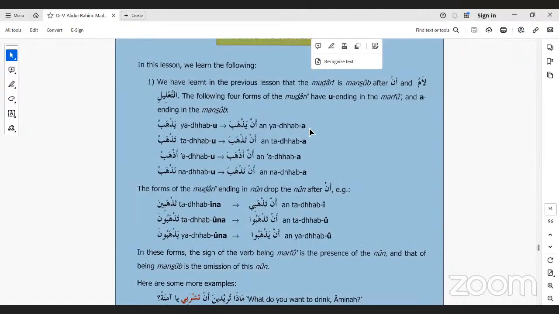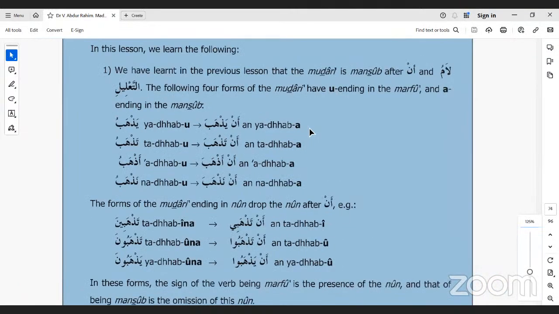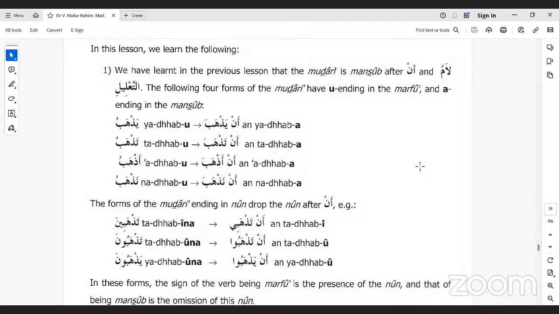Bismillah. Okay, we have learned in the previous lesson that the mudari is mansoob after an and lam al-ta'lil. The following four forms of the mudari have u ending in the marfu and a ending in the mansoob. So yadhabu, if an comes, it becomes an yadhaba. Tadhabu, she's going; an tadhaba, she's to go. Adhabu, I am going; an adhaba, I want to go. And nadhabu, an nadhaba.